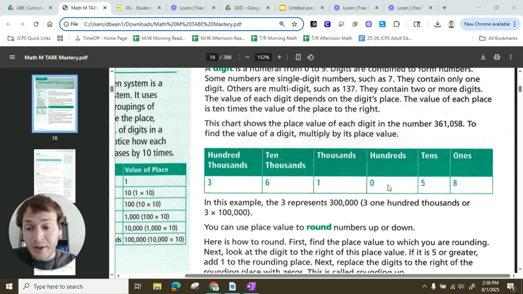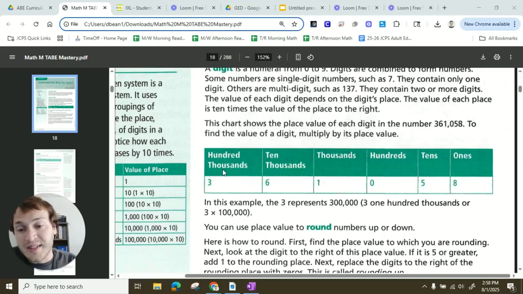In the hundreds place, we've got 0. This means that we have 0 hundreds in this number. So there are no hundreds in this number. The 1 is in the thousands place, right? So 1 times 1,000 is 1,000. So in this number, this 1 means 1,000. The 6 is in the 10,000s place. 6 times 10,000 equals 60,000. So here that 6 means 60,000. And then we've got a 3 in the 100,000s place. That means that really that 3 means 300,000.